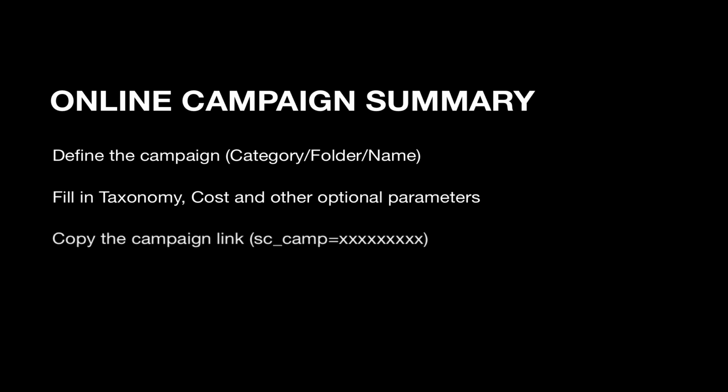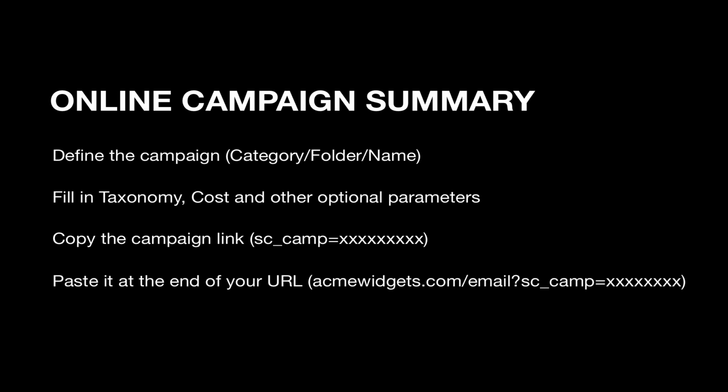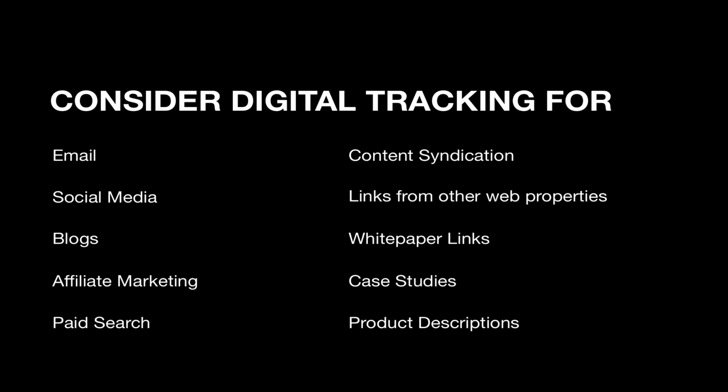To sum up, building an online campaign is easy. Simply define the campaign, fill in the parameters, copy the campaign link, and apply it to the end of any of your digital campaign links. Be it email, social media, blogs, affiliate marketing, PPC, etc., this is the quick way to make sure your Sitecore can track the details to conversion of every online campaign you are running.